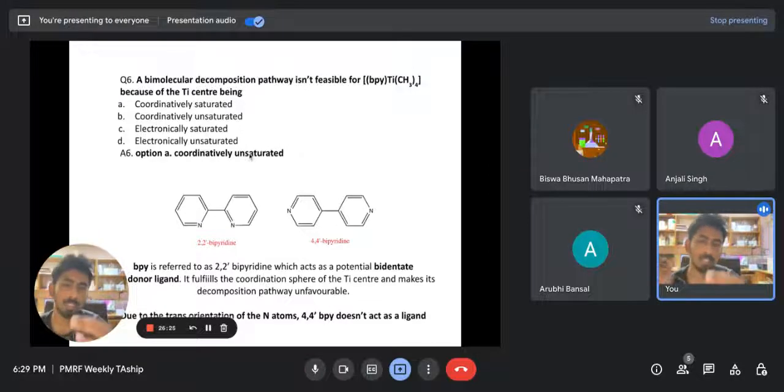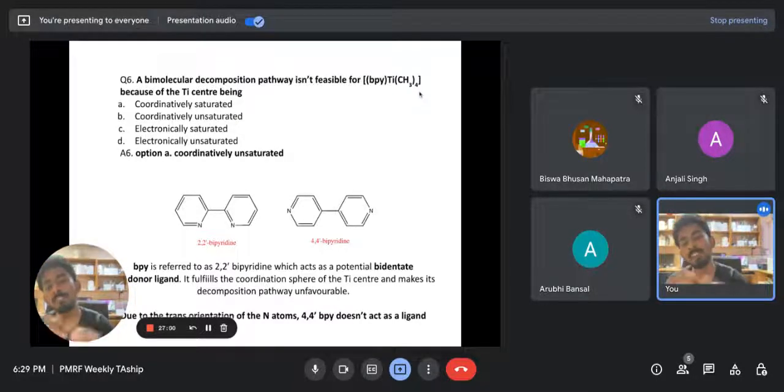I am sorry for putting this wrong answer here. It will actually be option A. I have written option A here, but I have put unsaturation, and it is not. It is coordinatively saturated, because the bipyridine ligand has two donor sites blocked, and we have 4 methyl groups. So 2 plus 4 is 6. So the 6 sites, that is the octahedral geometry around the titanium center, is now fulfilled in this compound. That's why a bimolecular decomposition pathway is not feasible for this compound.